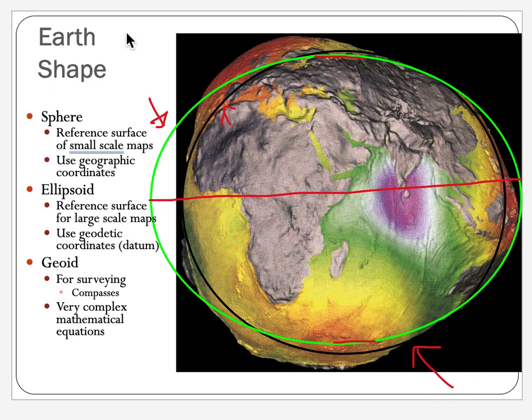A geoid is this colorful Earth representation, and a geoid is good for surveying, such as when you're using a compass, and also for very complex mathematical equations. We're going to learn that a geoid is based on the gravitational pull of the Earth.